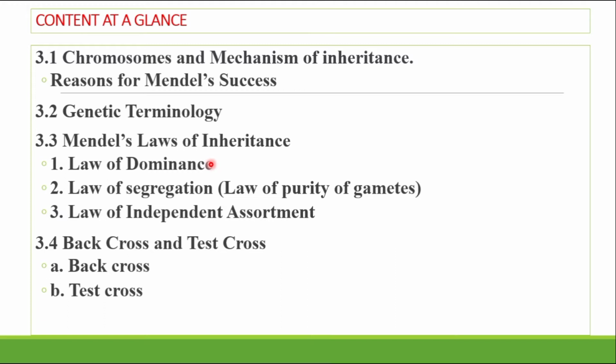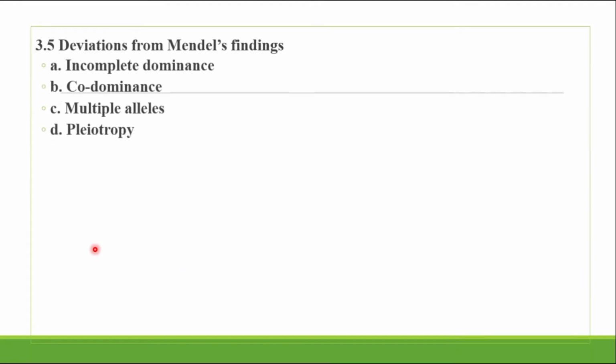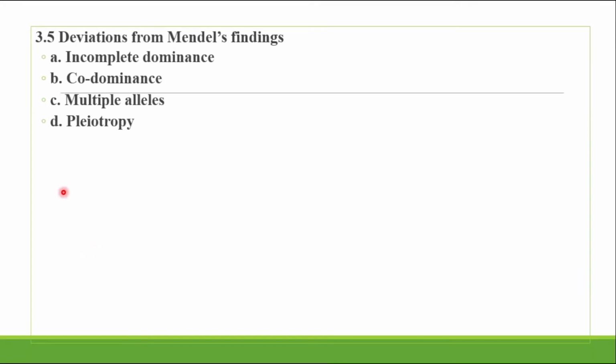In it, we study the three laws: first, the law of dominance, the law of segregation, and the law of independent assortment. Afterward, we study test cross and back cross. The next point included in this topic is deviation from Mendel's findings. In it, we study four points: incomplete dominance, codominance, multiple alleles, and pleiotropy.